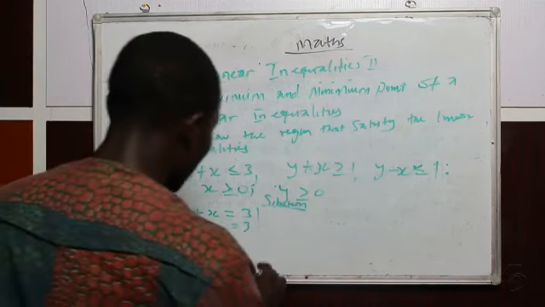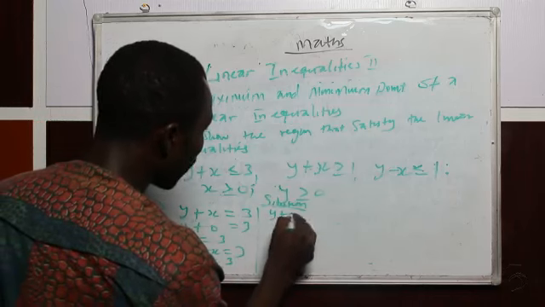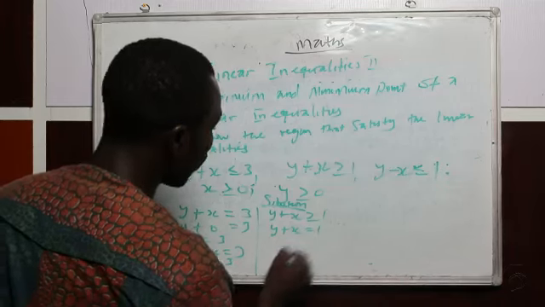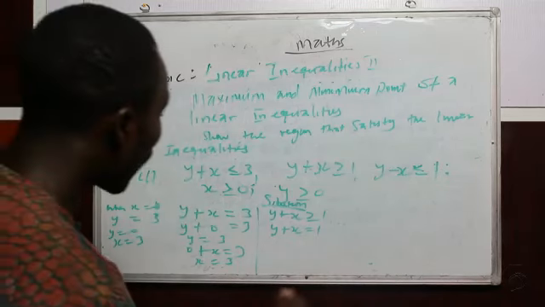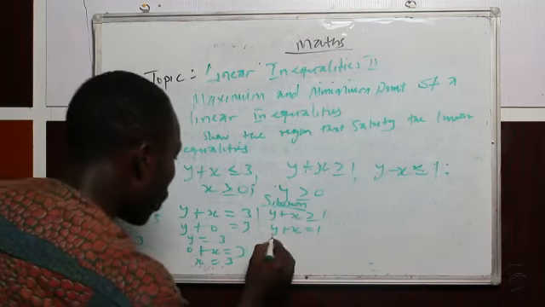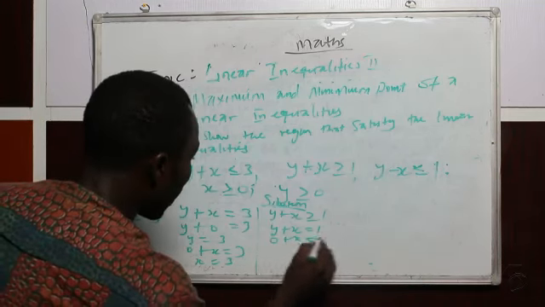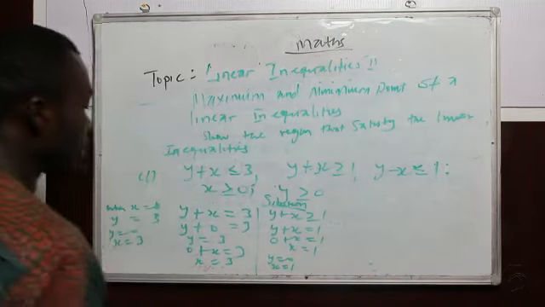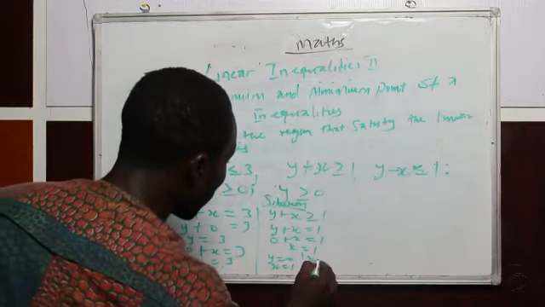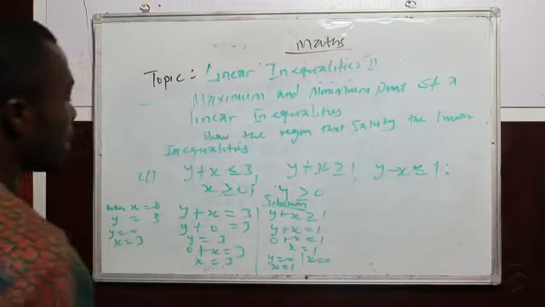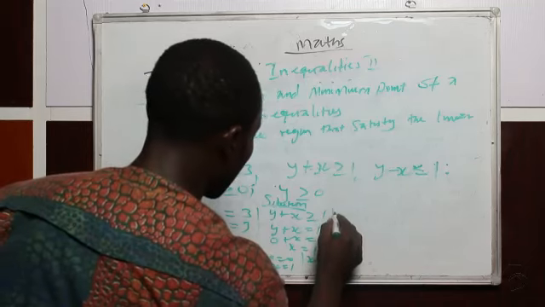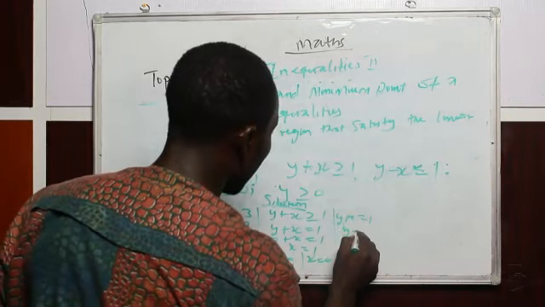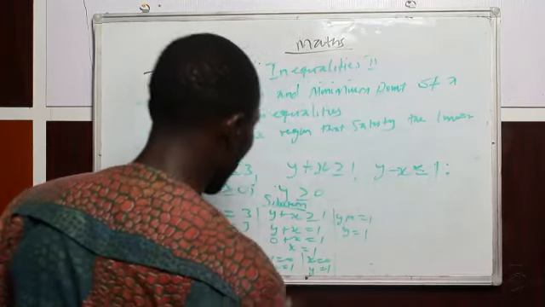That's for this equation. For this equation, y plus x is greater than 1. We have y plus x is equal to 1. So what is our value of x when y equal to 0? When y equal to 0 plus x, our x is equal to 1. Then, when x is equal to 0, what is our y? When x equal to 0, y plus 0 equal to 1. Y equal to 1.